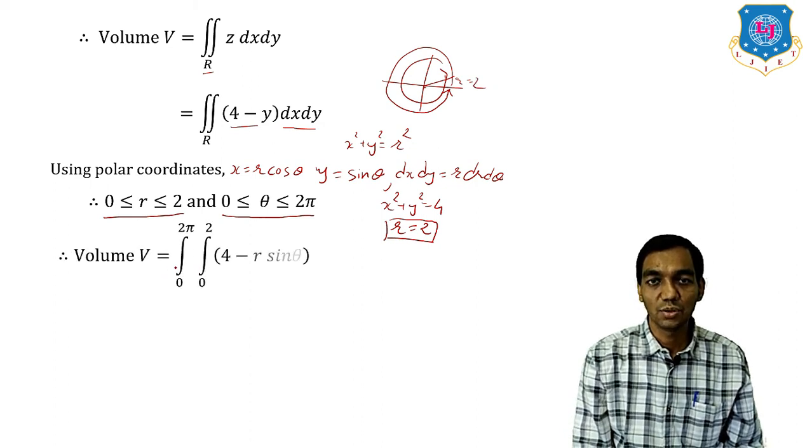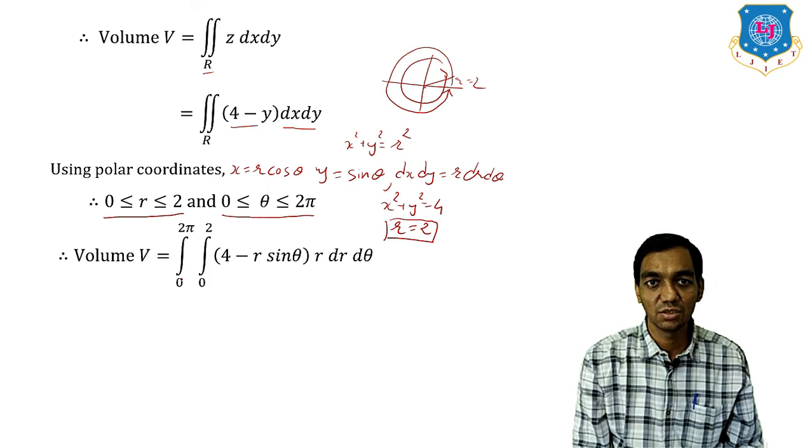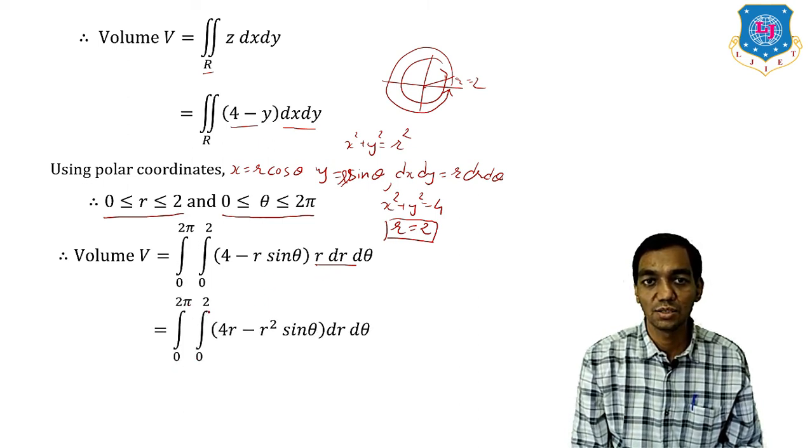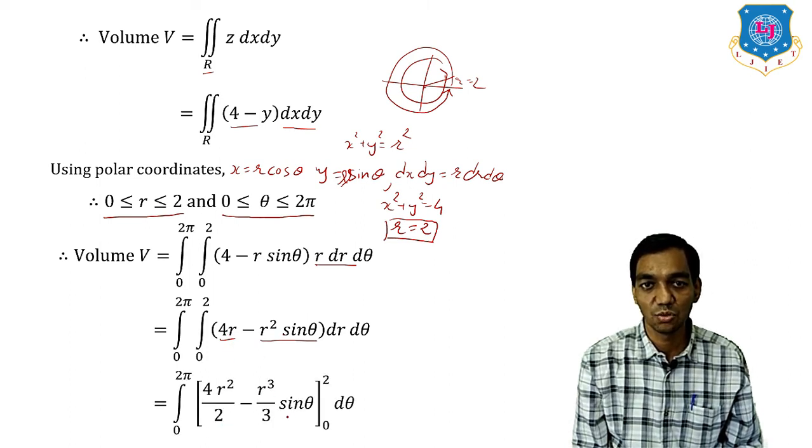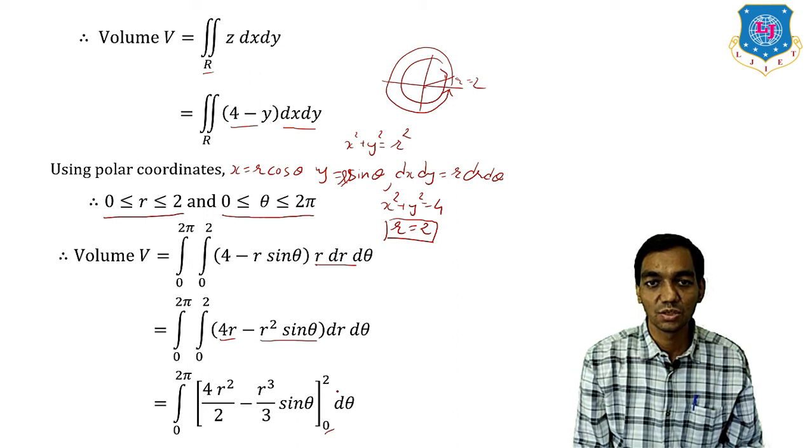Okay. So if you put all the limits in the double integration, then V is going to be a double integration from 0 to 2 pi, 0 to 2, of 4 minus y, where y is equal to r sine theta, and dx dy will be replaced with r dr d theta. Correct? Now first I multiply r inside, that will give you integration from 0 to 2 pi, 0 to 2, of 4r minus r square sine theta, integrating with respect to r. So you will have 4r square by 2 minus r cube by 3 into sine theta. Limit is from 0 to 2.